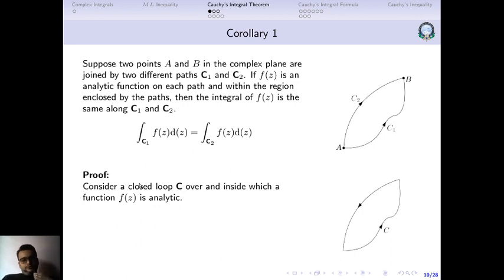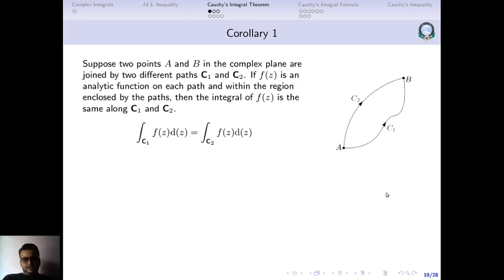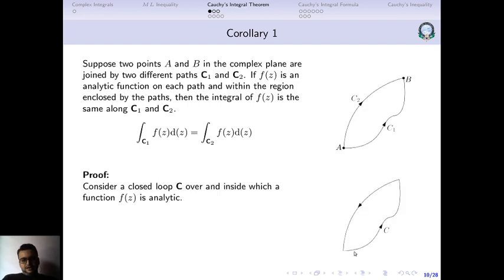So how do we prove this? We can prove it very easily. What we do is take a closed loop. Let's say I take a closed loop C, and the function is analytic in the interior of C, and also on the boundary C. So the function f is analytic everywhere. As per the Cauchy integral theorem, the line integral of this function over this closed loop must be 0. Let's call this equation number 1.